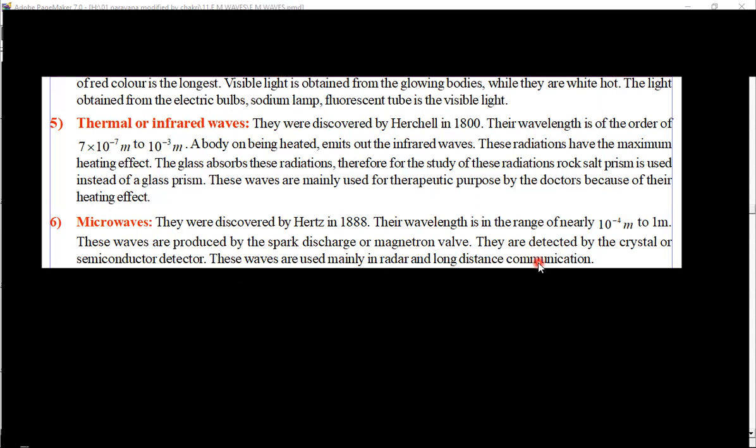Microwaves we already know. Microwaves are used in radar, spy. So this is the answer. They may ask you the question, microwaves are used in radar, spy. So you should know about this.